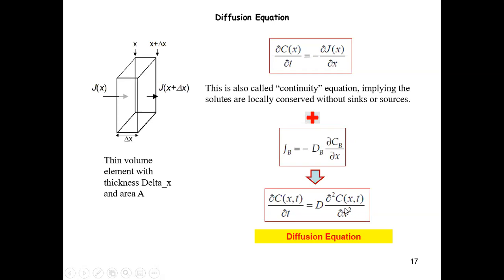Does that make sense to everyone? So this is the diffusion equation in a one-dimensional case. Okay, but you can see that this is nothing more than just combining Fick's first law with Fick's second law.